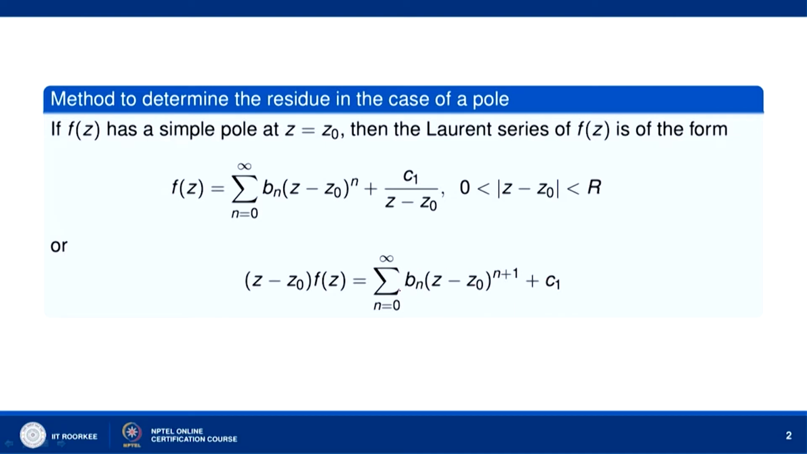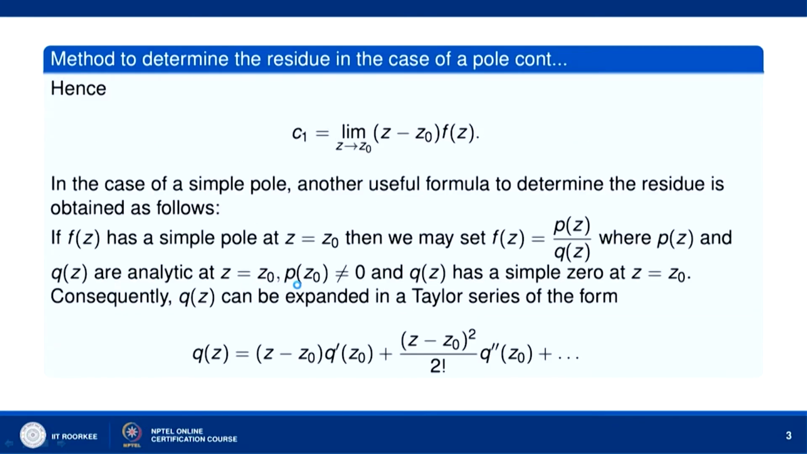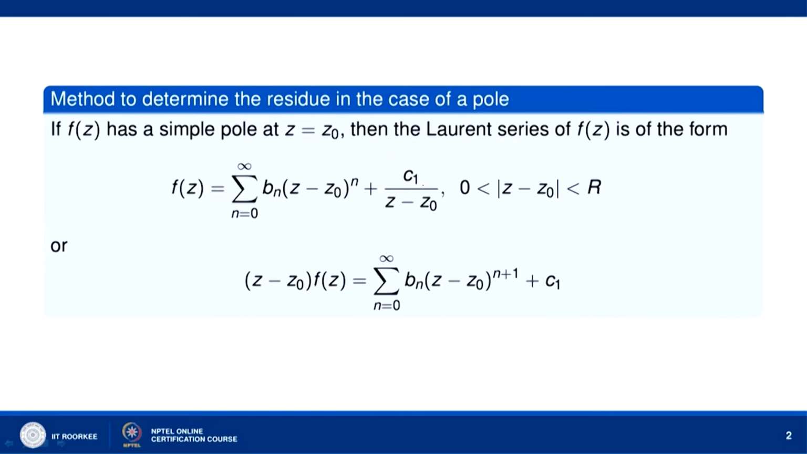But here we see that each term contains z - z0 as a factor. Even the first term, when you put n = 0, is B0 (z - z0). So, each term here contains z - z0 as a factor. Therefore, when we take the limit as z tends to z0, this part on the right side will tend to 0, and so the right side will tend to C1. And so, C1 will be the limit of (z - z0) f(z) as z tends to z0. We know C1 is the coefficient of 1/(z - z0), and therefore, C1 is the residue of f(z) at z = z0.